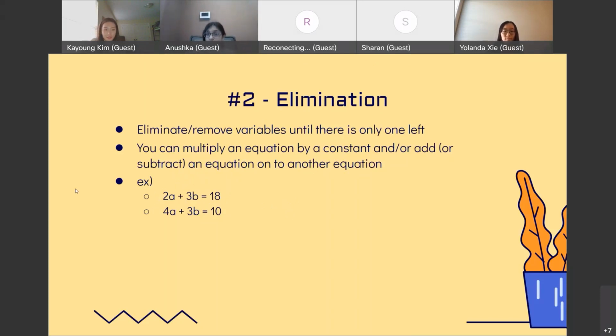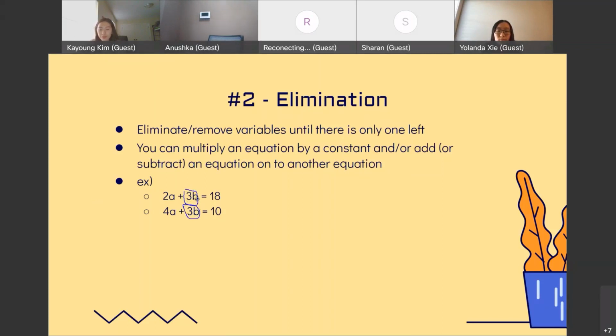What you do is, so I have 2a plus 3b equals 18, and 4a plus 3b equals 10. What's in common in both of these? Well, I see that there's a 3b in both of them.